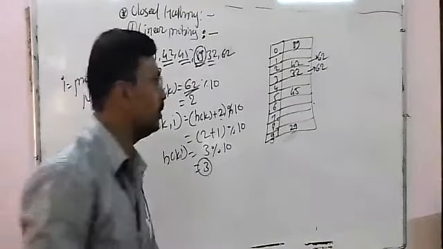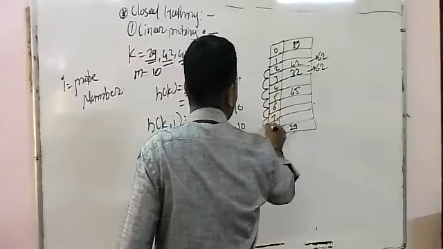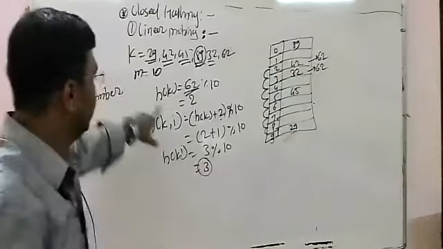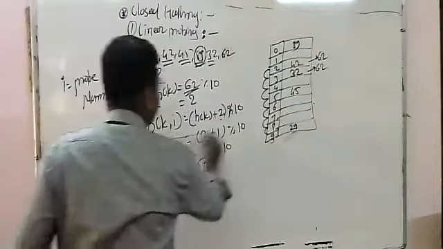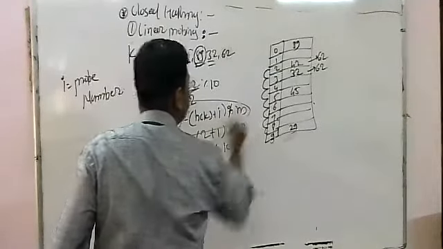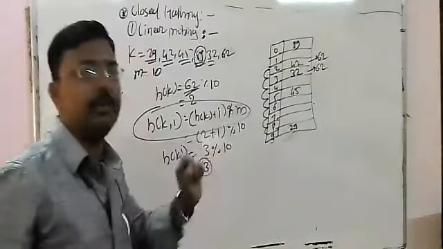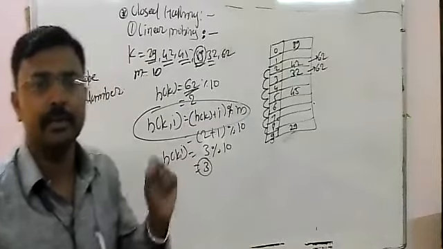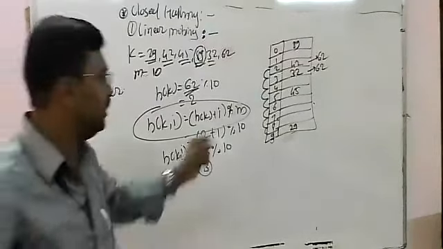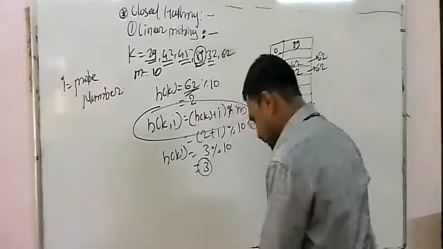Linear probing means your index value is incremented by 1, by 1. And this is the function of your linear probing: h of k plus i, mod m, where i is the probe number. How many times a collision occurs is nothing but your probe number. Then the second technique is quadratic.